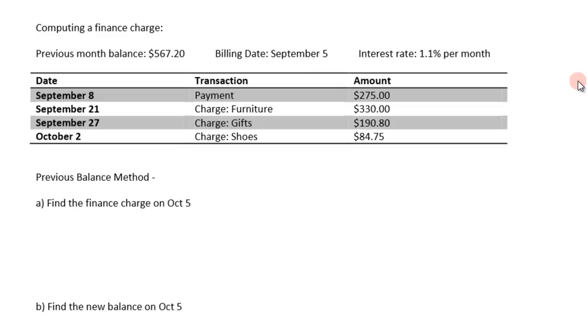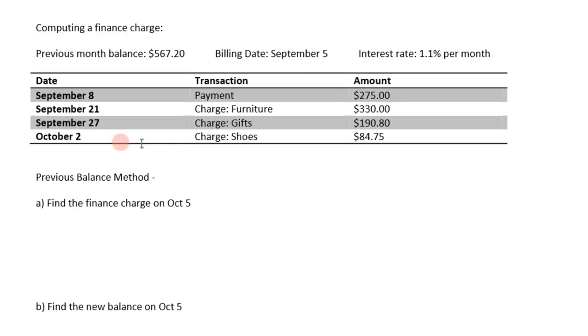So here's an example. You've got a credit card statement that tells you that the previous month's balance is $567.20. Your billing date is September 5th, and your interest rate is given as a monthly rate of 1.1%. By the way, if they give you a yearly rate, then you may have to divide your yearly rate by 12 to get the monthly rate.